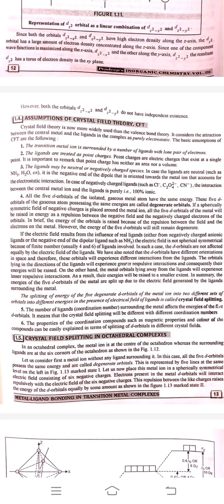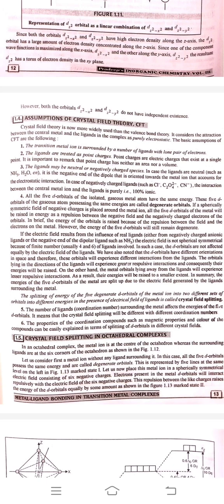The transition metal ion is surrounded by a number of ligands with lone pairs of electrons. The ligands are treated as point charges. Point charges are electric charges that exist at a single point. It is important to remark that a point charge has neither an area nor a volume. The ligands may be neutral or negatively charged species.